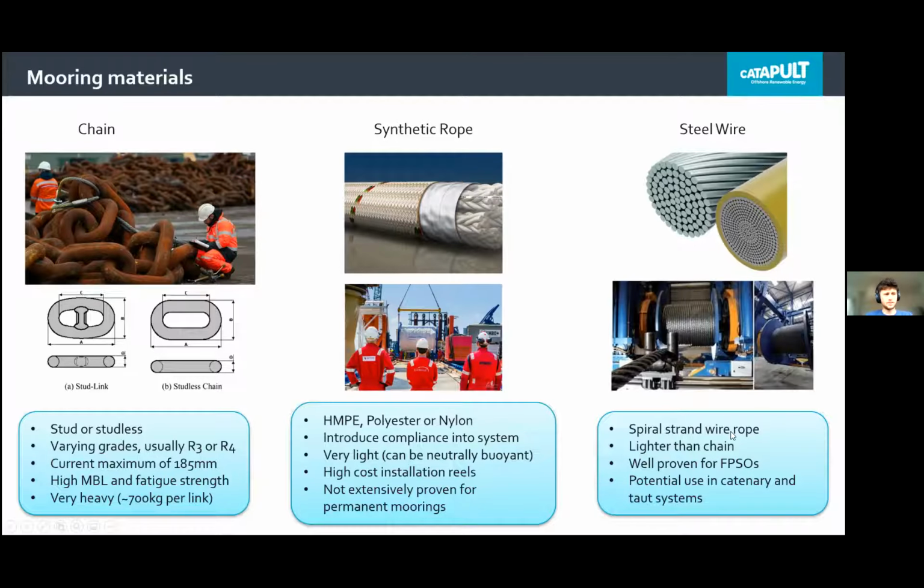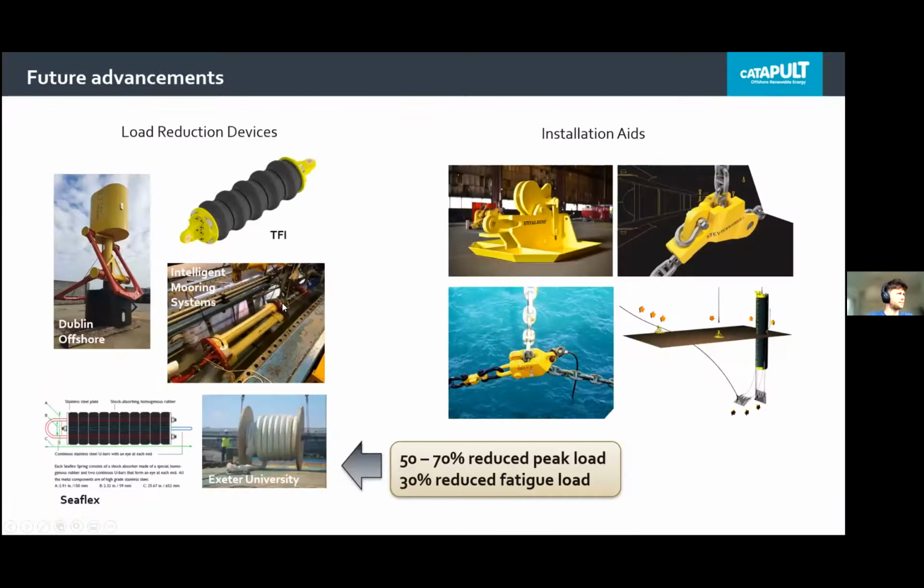And then finally, steel wire ropes. Use spiral C-round ropes, and they're light. They have an interesting niche where they're lighter than chain, but not as light as synthetic rope. They're well proven for FPSOs and can be used in catenary and taut systems. How much these are going to be used in floating wind is still unknown, although some projects have already ordered to use these in their mooring systems.